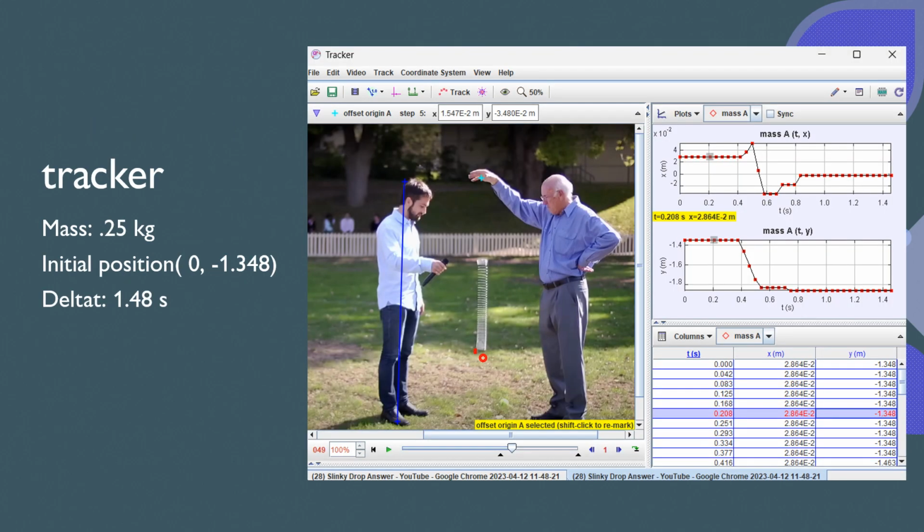So here's the tracker with the initial conditions, mass of 0.25 kilograms, initial position at that point right there, based off the proportion of Mr. Veritasium's height that I found on Twitter, and then delta t, the entire falling of the object took about 1.48 seconds.